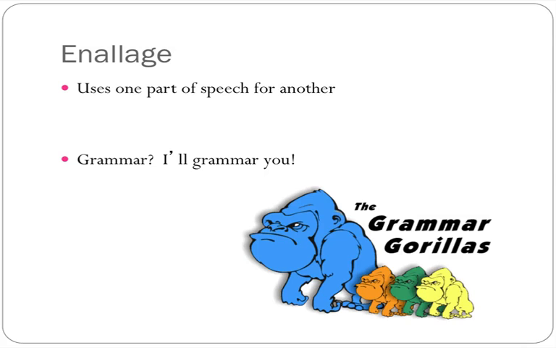Another example here is the act of enallage. This is where you're using one part of speech for another. And so the example is grammar. Well, I'll grammar you. Grammar, the word as a part of speech, is a noun. It is a thing. And in this case, in responding to somebody's question, they're using it as a verb. You're going to grammar somebody. Kind of weird. You can't grammar people. You could ask them to study grammar. You could encourage them to learn grammar, but you can't actually grammar somebody. And so you have this enallage of moving one part of speech to another.